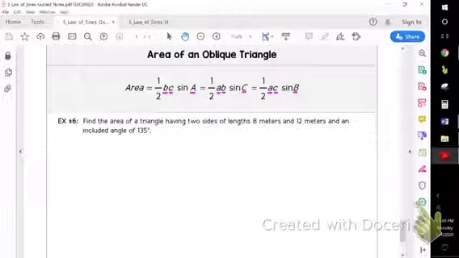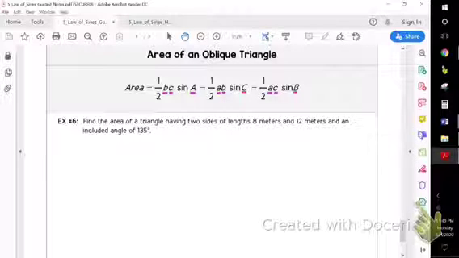So let's look at example 6. It says find the area of a triangle having two sides of lengths 8 meters and 12 meters and an included angle of 135 degrees. Now be careful on the wording here, okay? It's not saying that two sides are 8 meters. It's saying the two sides have lengths that are 8 and 12, okay? So one of them's 8, one of them's 12, and the included angle, included means between them, okay? So the angle that's in between them is 135 degrees.